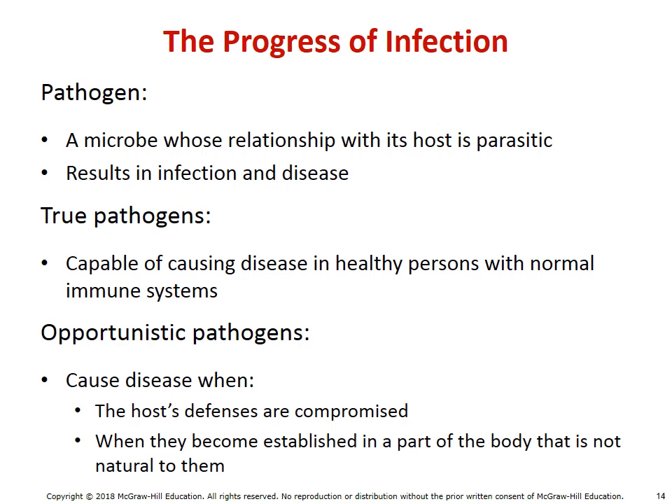So let's go through kind of the progress of infection. But as we go through, we're going to use some important words. So we should probably define them. The first one we're going to define here is pathogen. And that's a microbe whose relationship with the host is parasitic. And so the result would then be infection and disease. So literally, the growth of the microorganisms hurt the host. That's what pathogens do. Whenever they grow out of control, they cause infection that hurt hosts.